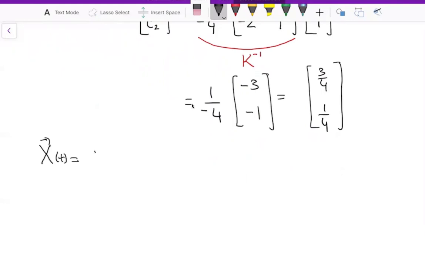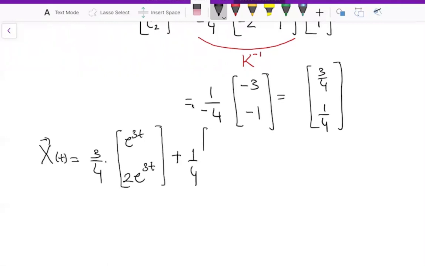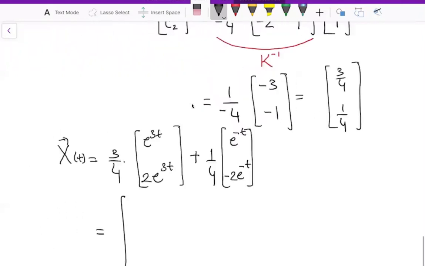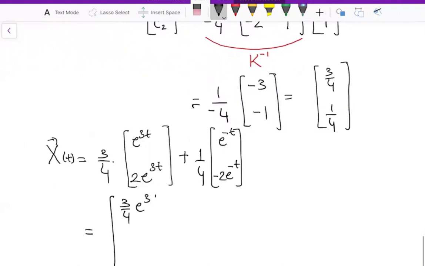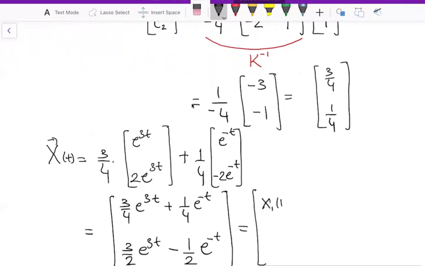we are looking for is equal to 3/4 times the first solution, which was e to the 3t, e to the 3t, and 1/4 times the second solution, which is e to the negative t, minus 2 times e to the negative t. So if you write them, we have 3/4 e to the 3t plus 1/4 e to the minus t, 3/2 e to the 3t and minus 1/2 e to the minus t, which are basically this is your x1(t), this is your x2(t). That's what we got.